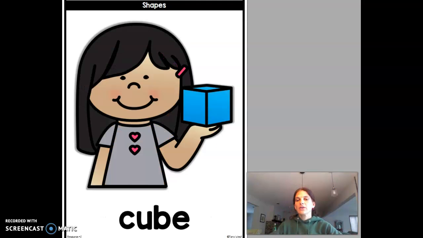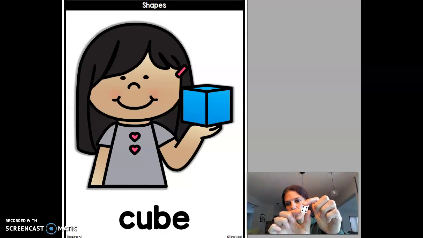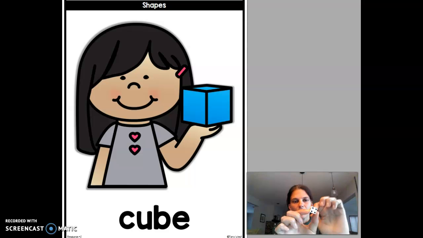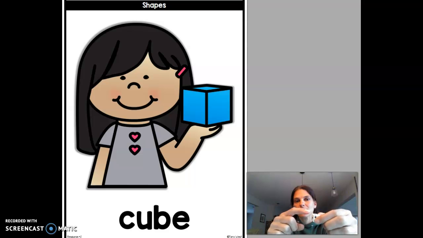This next, the girl is holding a cube. Can you spell cube with me? C-U-B-E, cube. And my cubes were these two tiny dice. I'm going to take one die and we're going to count the sides. 1, 2, 3, 4, 5, 6. It has 6 sides, and let's count the points, the vertices. 1, 2, 3, 4, 5, 6, 7, 8.